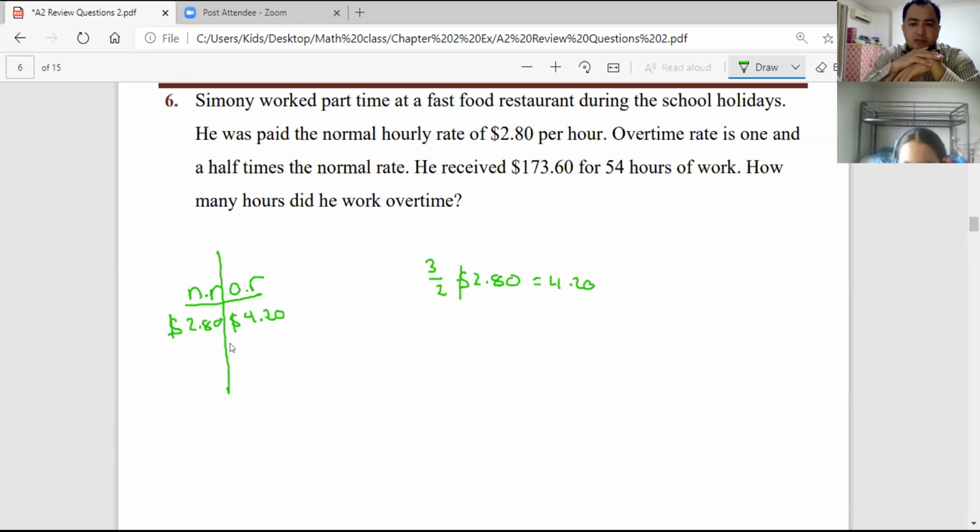Now, normal hours is 40 hours a week. That is considered to be normal hours. So right here, 40. And how about overtime? How many hours did she work overtime? We don't know. Let's say this is N. So now write your equation. 40 times $2.80.